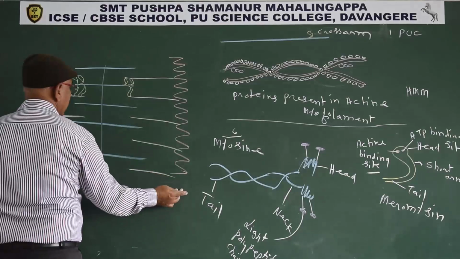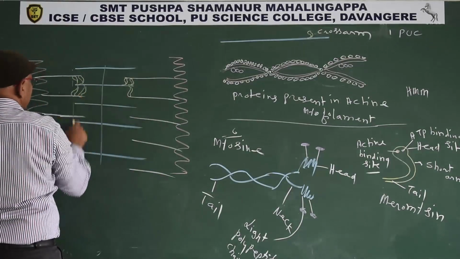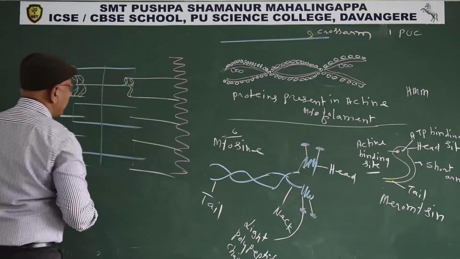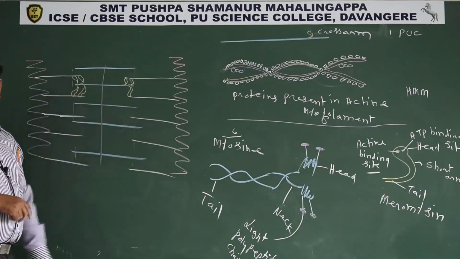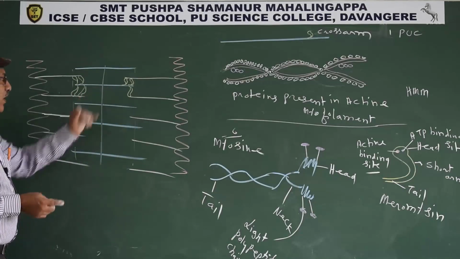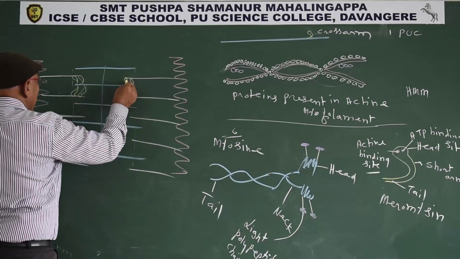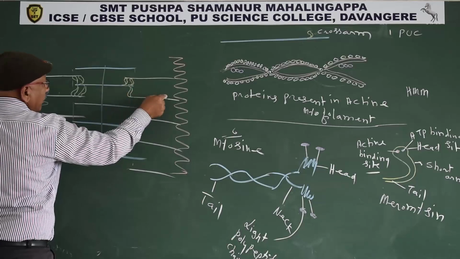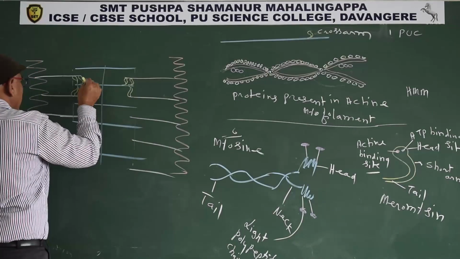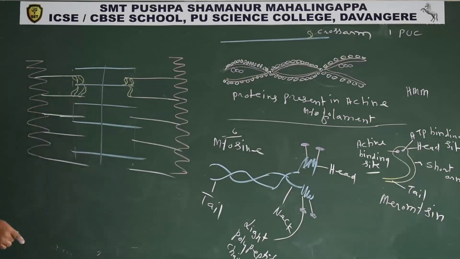You already know it is the sarcomere: Z line, half of the I band, A band, and half of the I band. Myosin contains 200 to 300 meromyosins. We assume 300 meromyosins are present. 150 meromyosins, with the help of their heads, attach to actin filaments present on one half of the I band. The remaining 150 meromyosins attach to actin filaments of the other half of the I band.